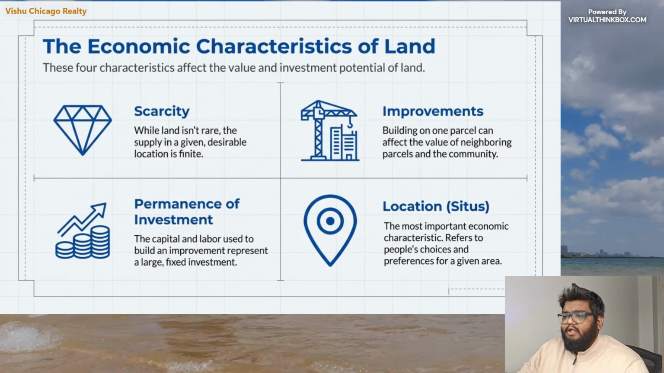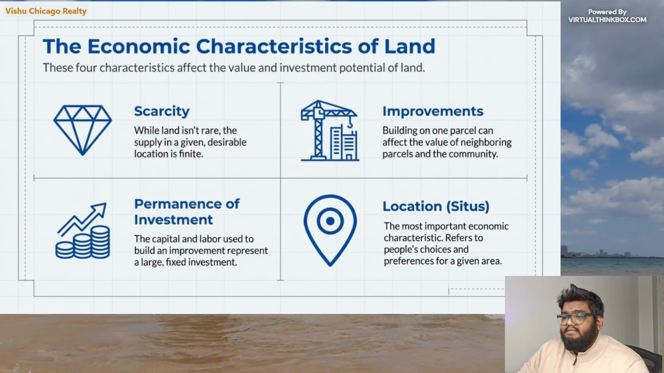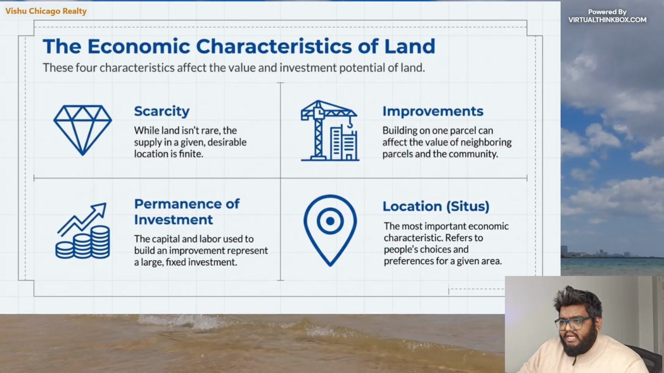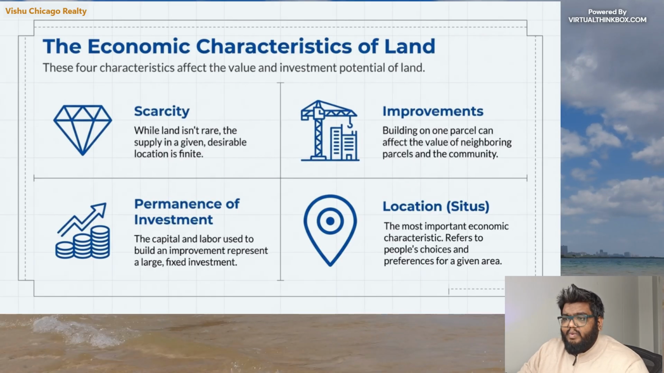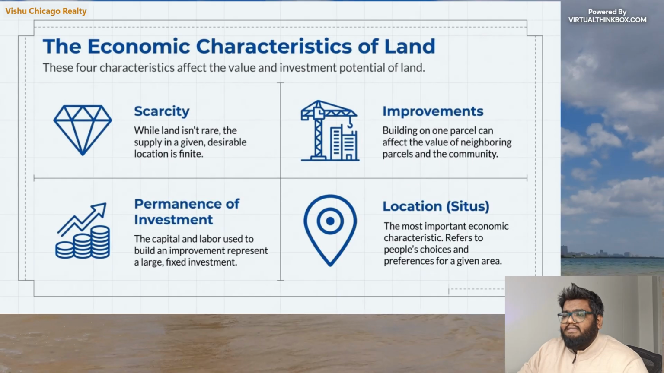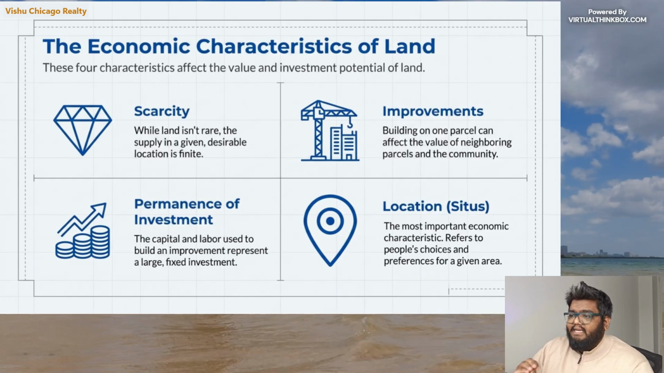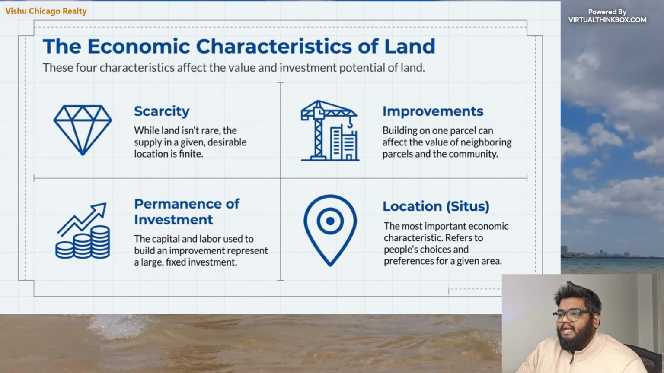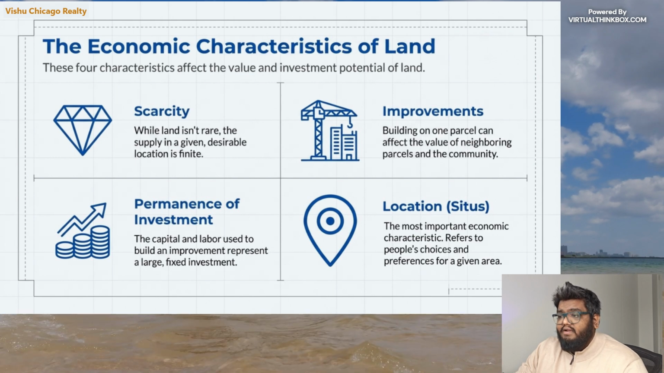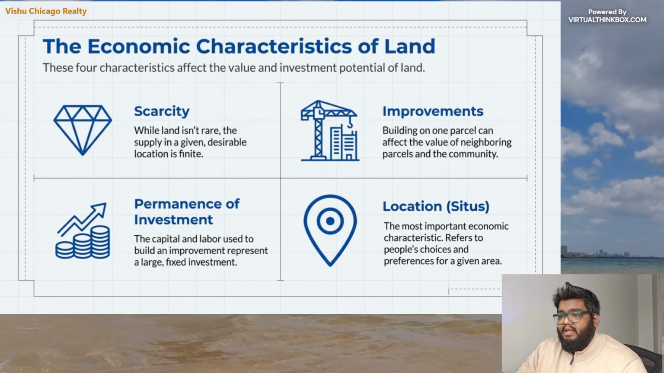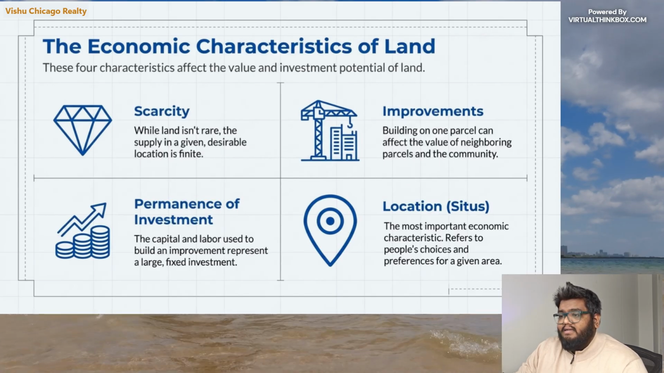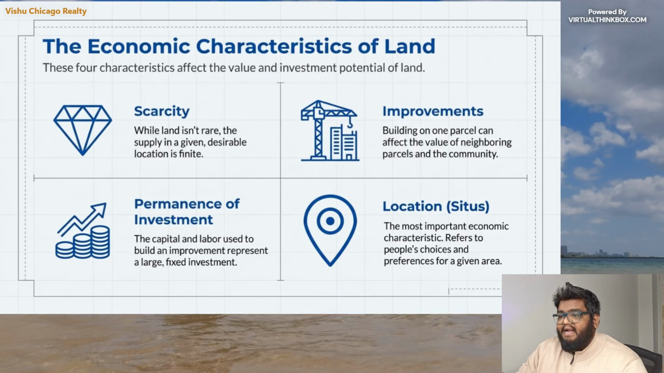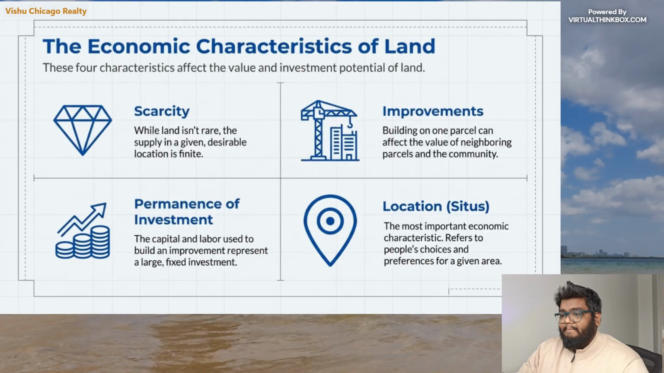There are four economic characteristics of land. Scarcity means that land in a desirable location is limited. Improvements on one parcel can affect the value of nearby parcels. Permanence of investment refers to the large financial commitment involved in building improvements. And location, also called situs, is the most important economic characteristic and reflects people's preferences.